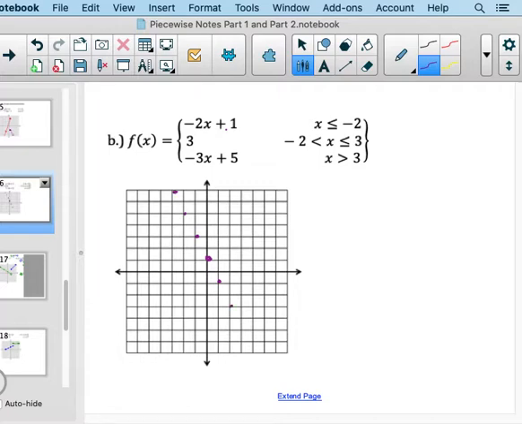And where does that exist from? X less than negative 2. So I need to find negative 2 on the x-axis right here, and I'm going to have a solid circle. And I'm only going to use that portion. Right? So then if you wanted, you could erase the rest of those dots. So that's the only piece that exists for here.